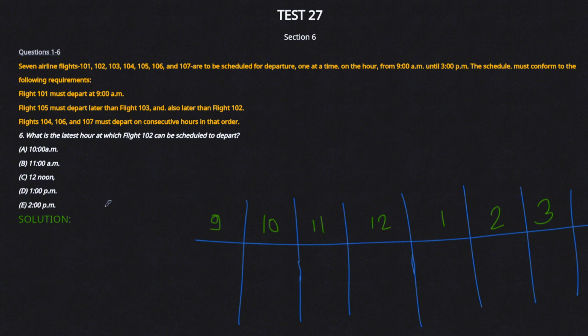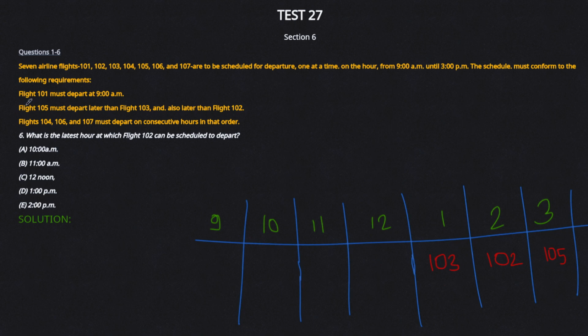But then again, you might think there can be other restrictions along the way if we just start planting the flights in their time slots. So there might be some issue, so let's just try it out at 2 p.m. and see if it checks out all the boxes and the criteria. So we know 105 has to be at 3 because it has to depart later than 102. So 102 will be here, and let's have 103 here.